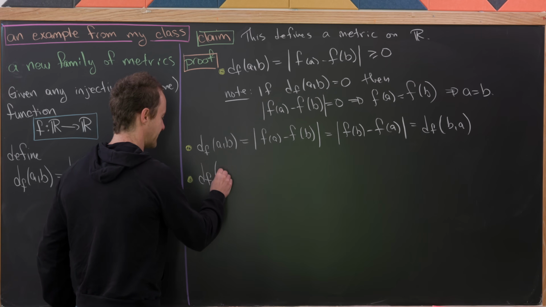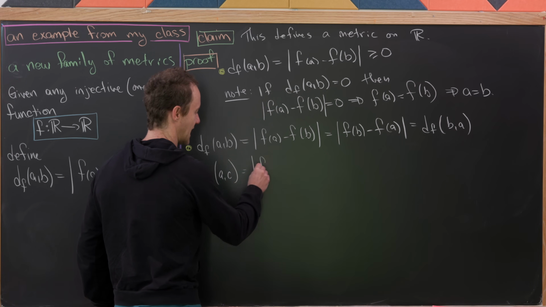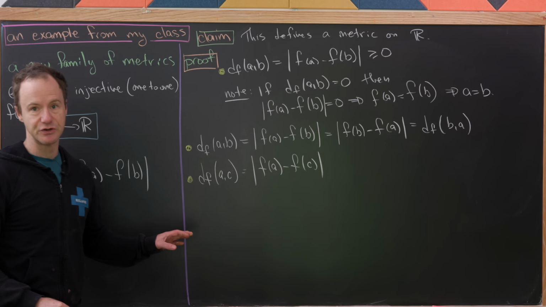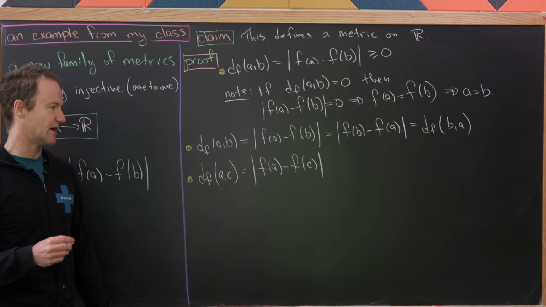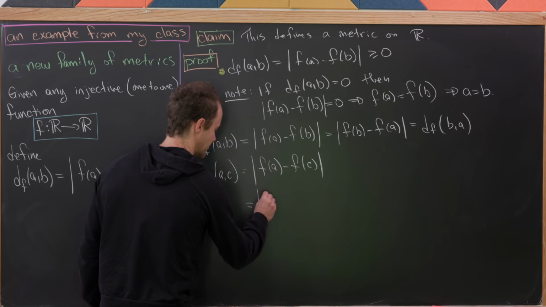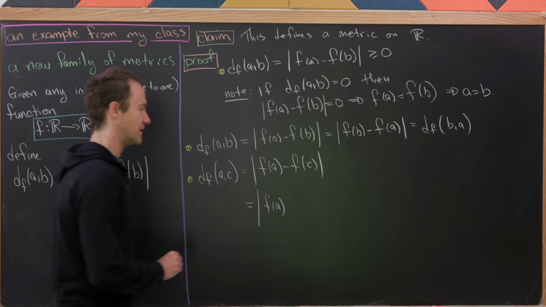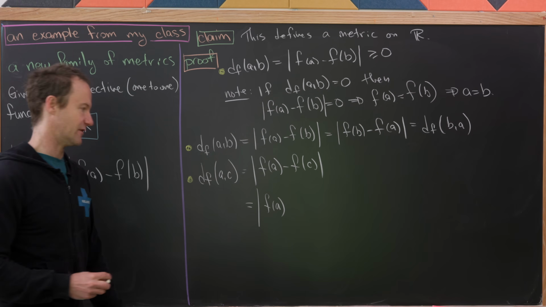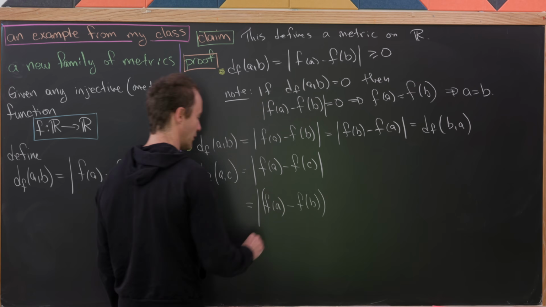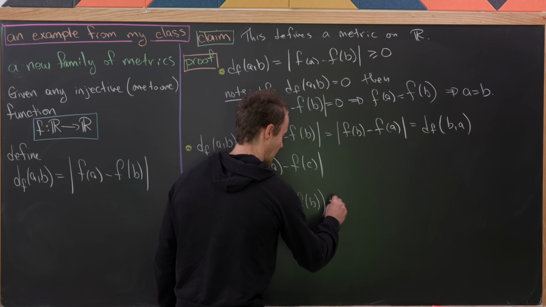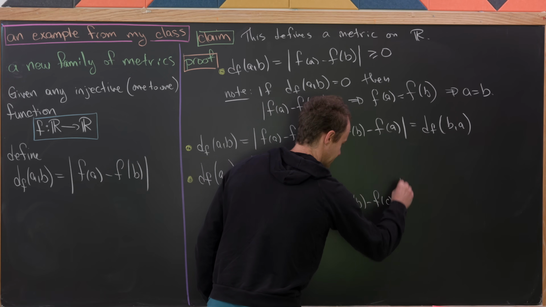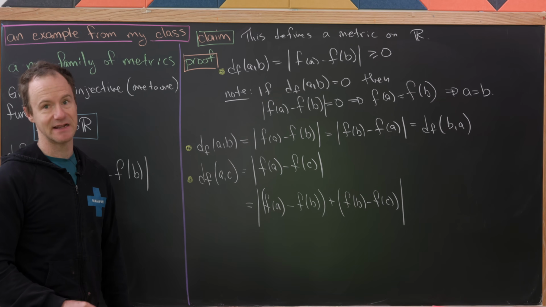So let's see, d sub f of ac, so that can be written as the absolute value of f of a minus f of c. And now what we'll do here is really a mathematician's favorite trick, which is to add 0 inside of this absolute value. So we'll add 0 in the form of f of b minus f of b. So let's put here minus f of b, then we'll put parentheses around those, and then we'll have plus f of b minus f of c. Great, so we just added 0.